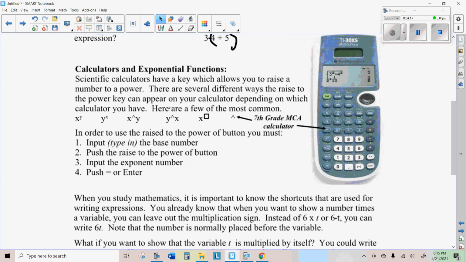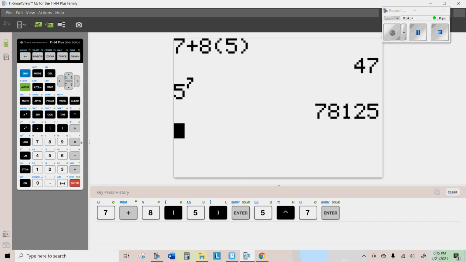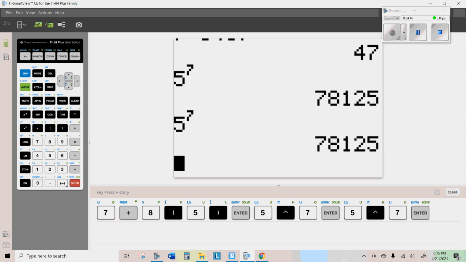Calculators have a key which allows you to raise to a power. There are several different ways the power key can appear on your calculator. Look for it. It's actually called the caret key. Okay? On my calculator, it'll look like this. This is really cool. Like if I want to do 5 to the 7th power, it actually shows up, but did you see this button I use? I'll do that again. The button I just pushed is red. So there's the caret, and then there's the 7.